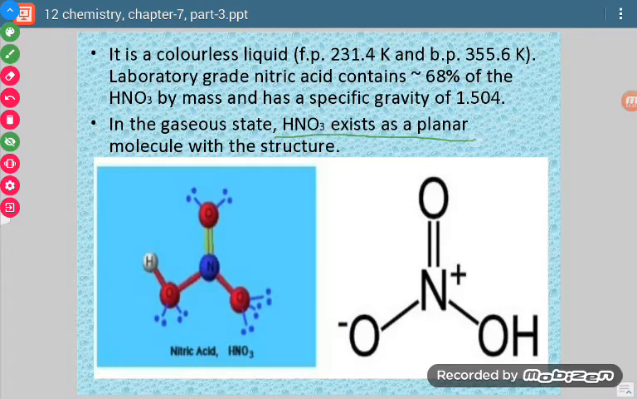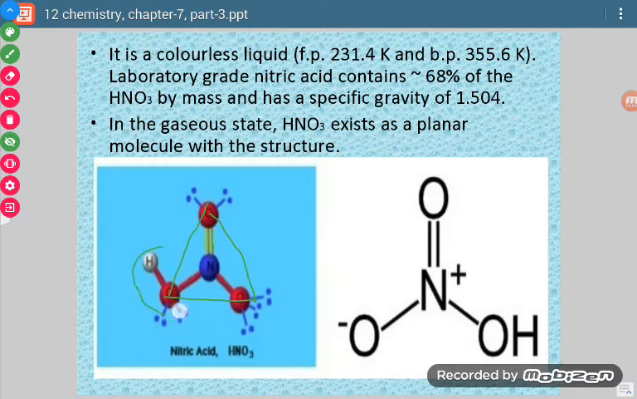Now in the gaseous state, nitric acid exists as a planar molecule. What about its structure? Its structure is planar, or we say trigonal planar, when we talk about the gaseous state. So see, here it is. This OH bond is shown like this. And if you see, this is the triangular planar form.